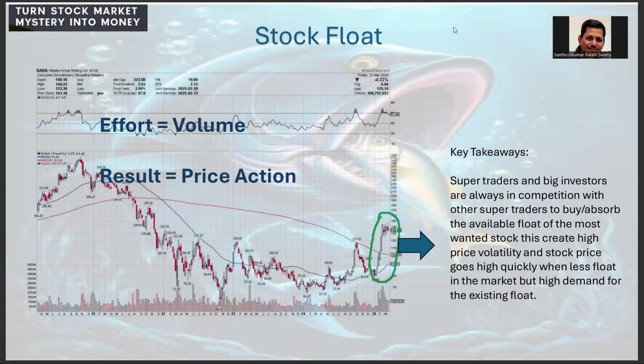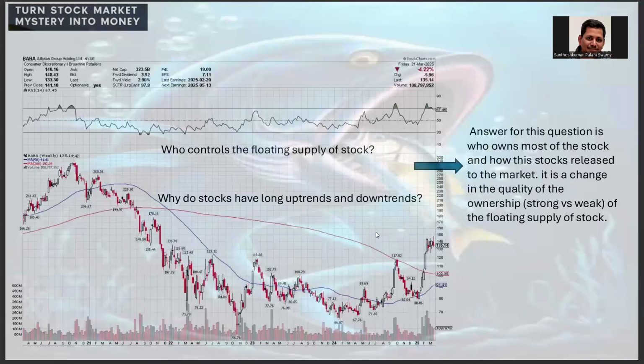So let us see some key takeaways on why the stock float is very important. Super traders and the big investors are always in competition with other super traders to buy and absorb the available float of the most wanted stock. This creates high price volatility. You can see on the screen where the price moved very quickly from 70 to 80 dollars to around 135 fast. The stock price goes high quickly when there is less float in the market but high demand for the existing float.